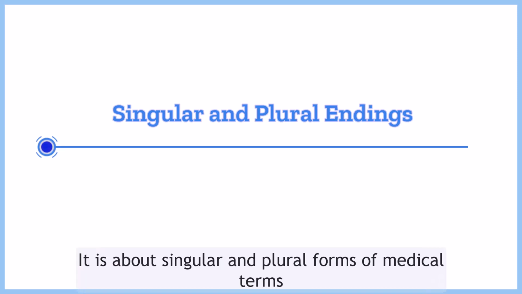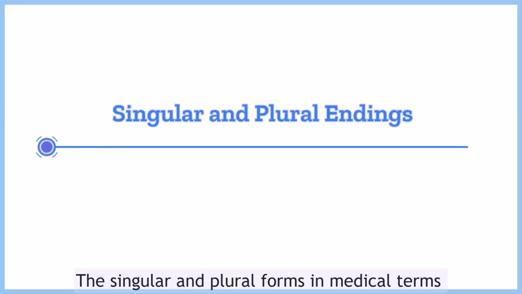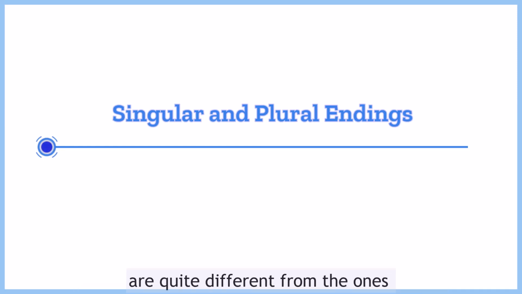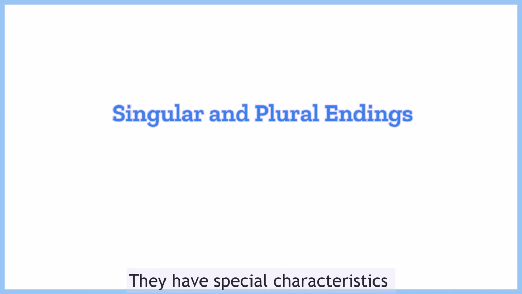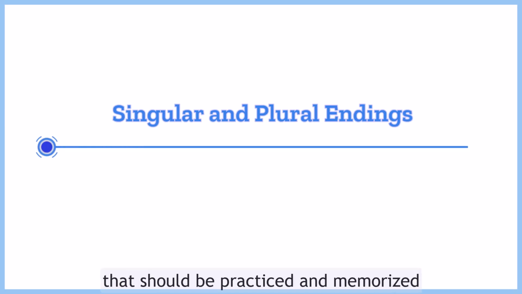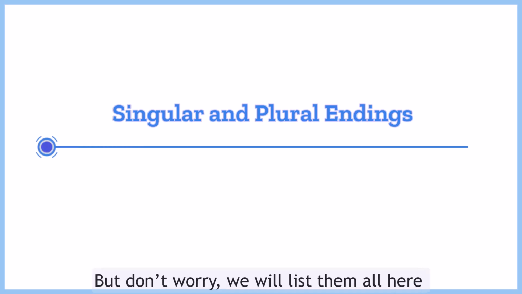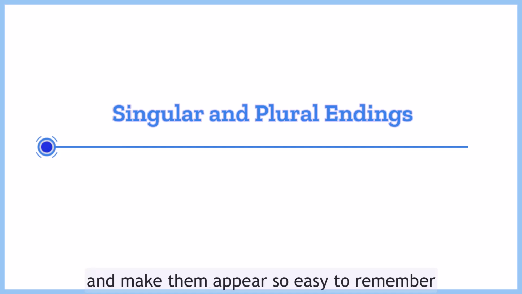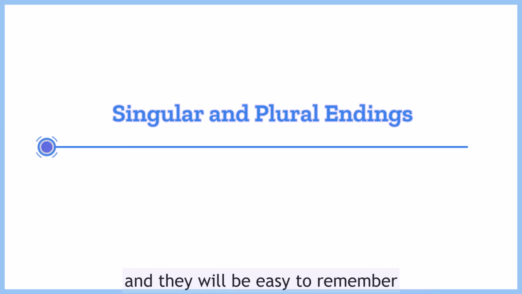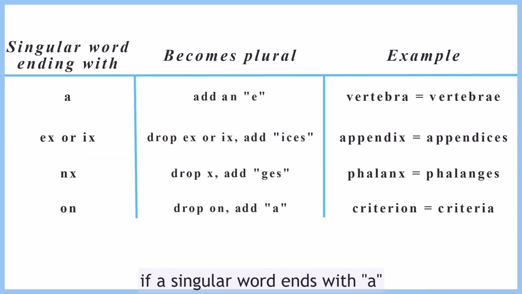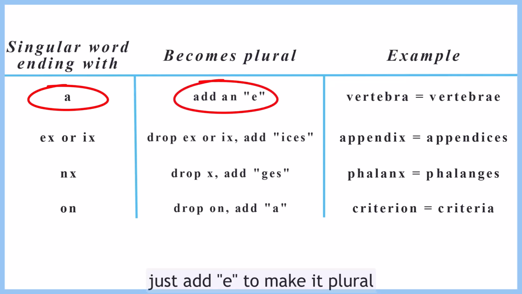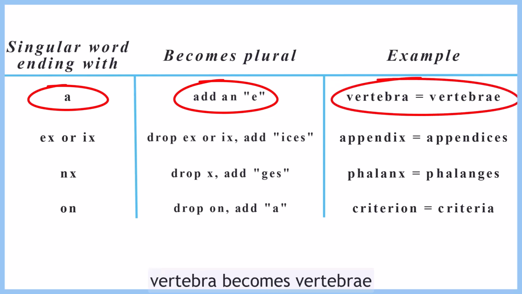It is about singular and plural forms of medical terms. The singular and plural forms in medical terms are quite different from the ones that are used in standard language. They have special characteristics that should be practiced and memorized. But don't worry, we will list them all here and make them easy to remember. As you can see from the table before you, if a singular word ends with a, just add e to make it plural. Like the example we have, vertebra becomes vertebrae.